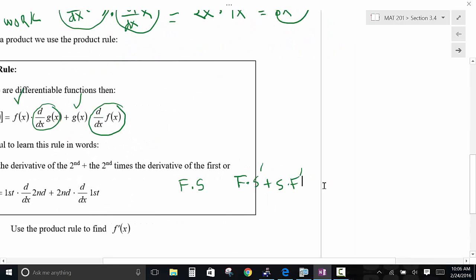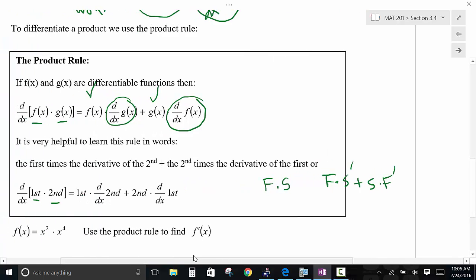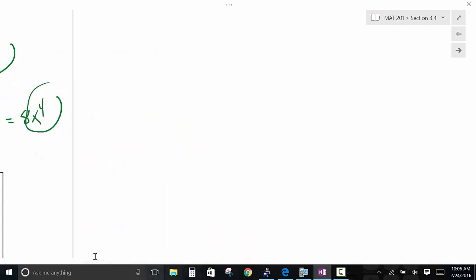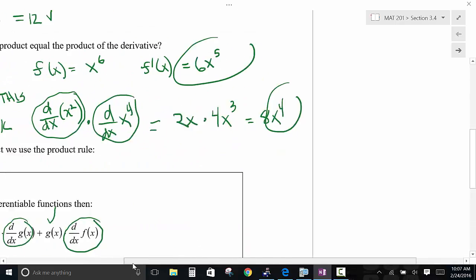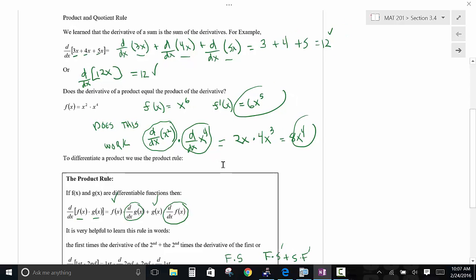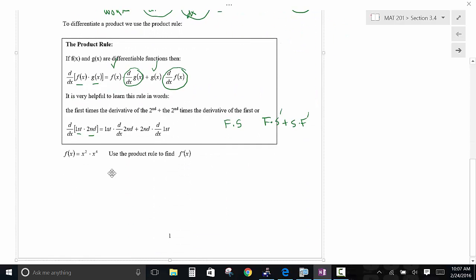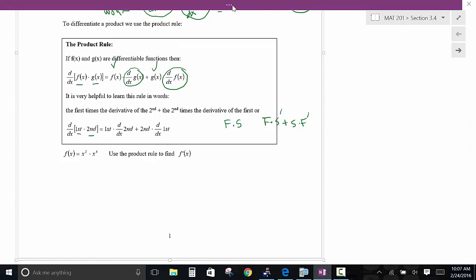So what I'm going to do now is show you, on the example I just did, how you would do the product rule and how it works. Okay, so let's go down here and look at this example down here at the bottom now.